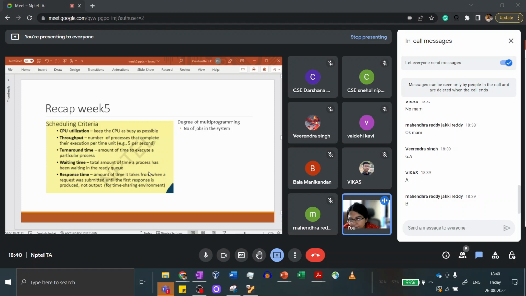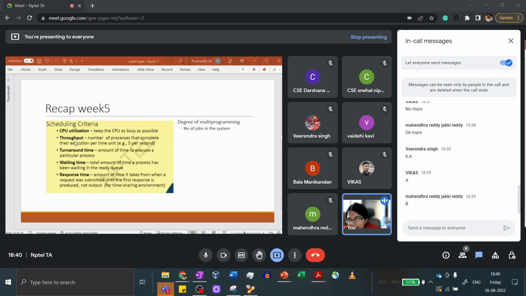So let's start with looking at these definitions to understand what each of them means. CPU utilization means how busy the CPU is, right? So the scheduling criterion is that you want to keep the CPU as busy as possible. Remember that one of the goals of the operating system is to utilize the system efficiently, right? And for the CPU, that means keeping it as busy as possible, because if nothing is running on it, then the CPU power, or the compute capability, is wasted, right? So the operating system, through scheduling, tries to make sure that the CPU is kept busy.